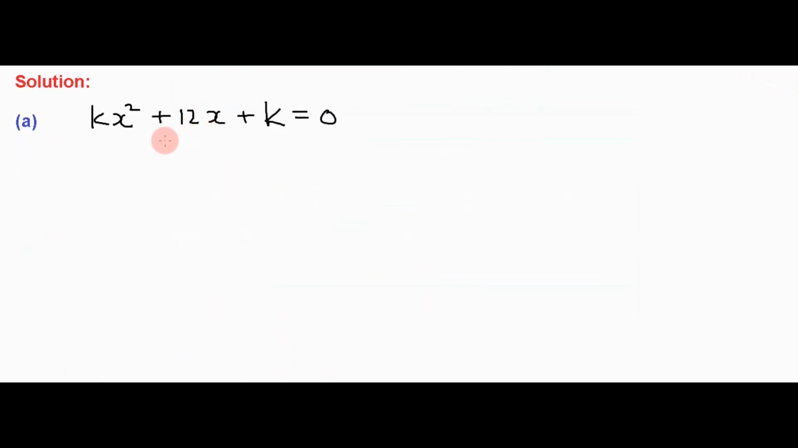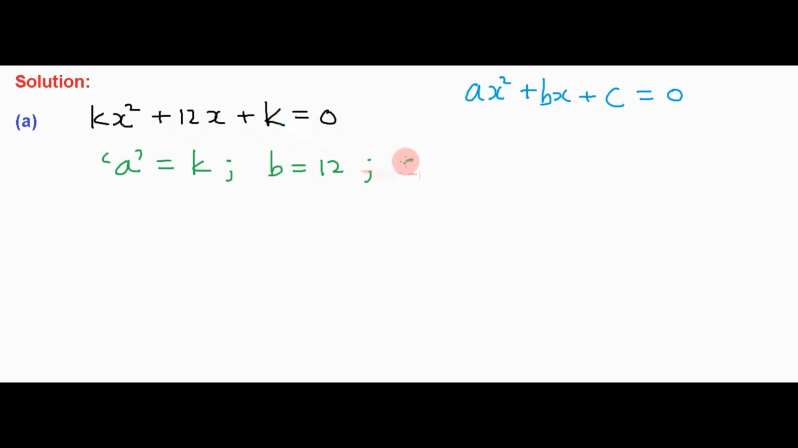The equation is already in standard quadratic form. In other words, it's in the form ax squared plus bx plus c equals 0. This is because we only have one term in x squared and one term in x and a constant. So we can write down the values of a, b, and c. A is the x squared coefficient, and that's going to be k. B is the x coefficient, which is 12, and c is the constant, which in this case is k.